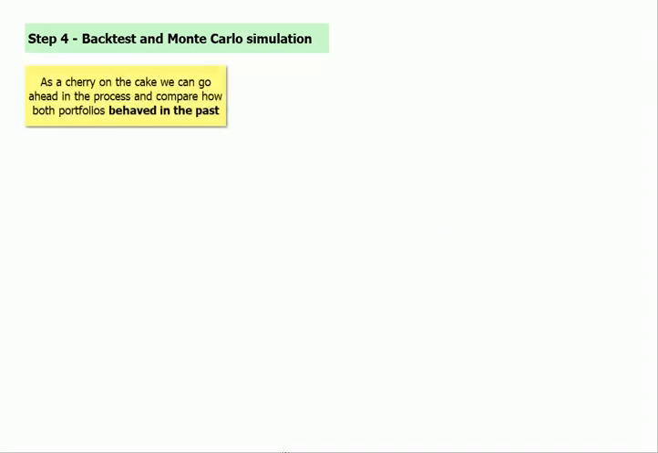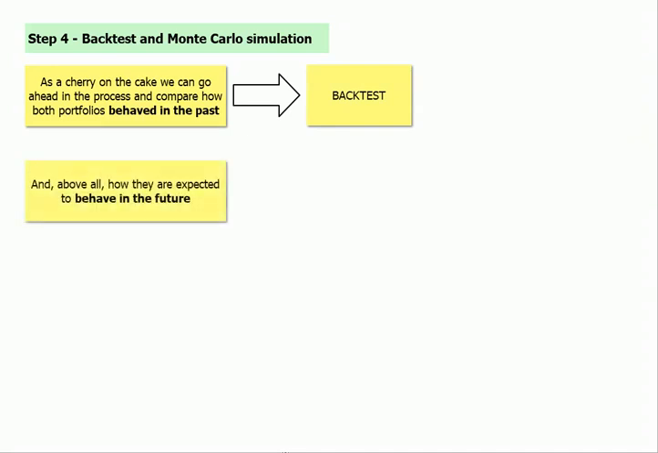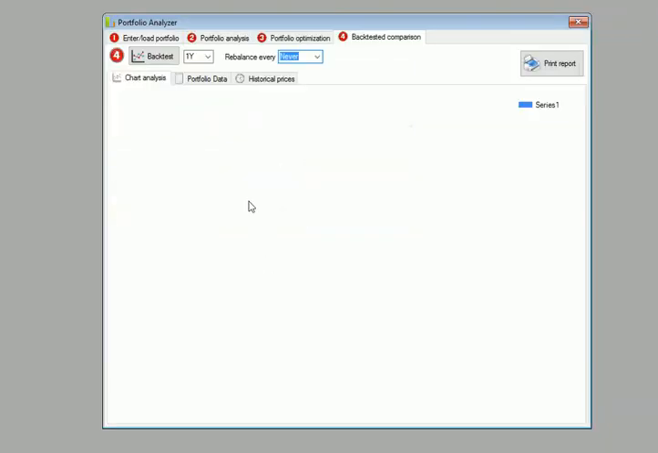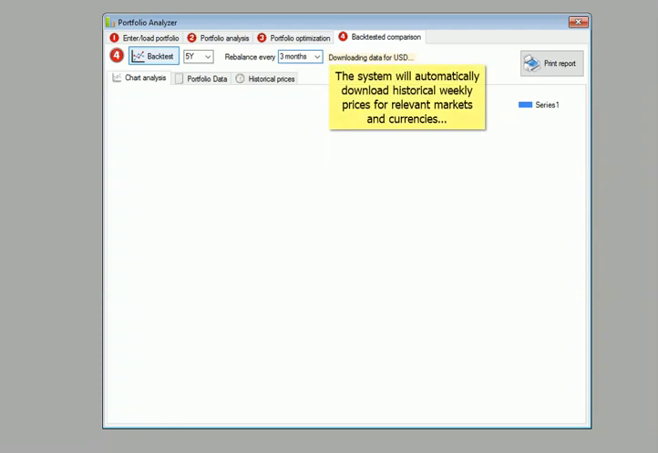Step 4. Backtest and Monte Carlo simulation. As a cherry on the cake, we can go ahead in the process and compare how both portfolios behaved in the past. And, above all, how they are expected to behave in the future. We can go back up to 10 years in the past. We can even define a rebalancing frequency. The system will automatically download historical weekly prices for relevant markets and currencies.